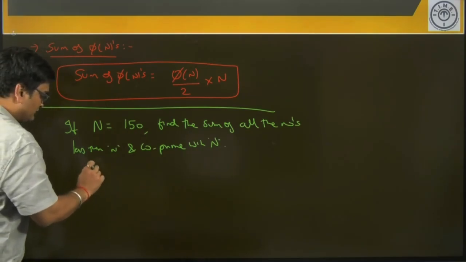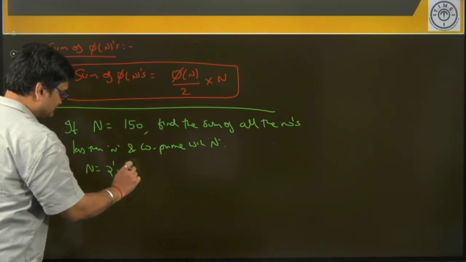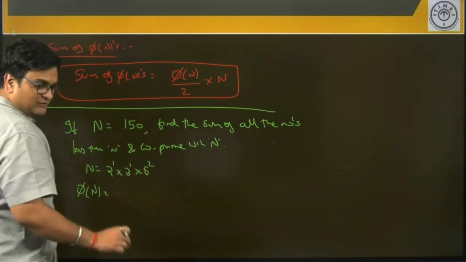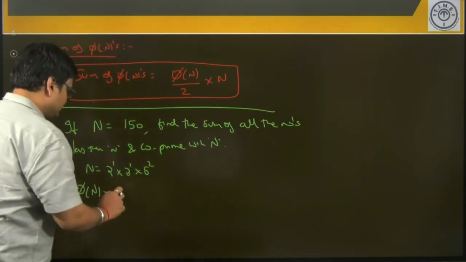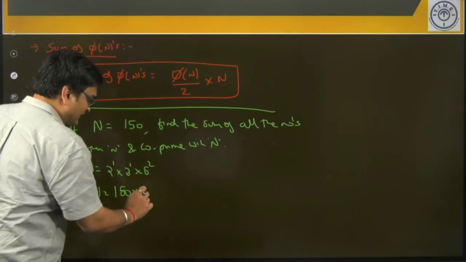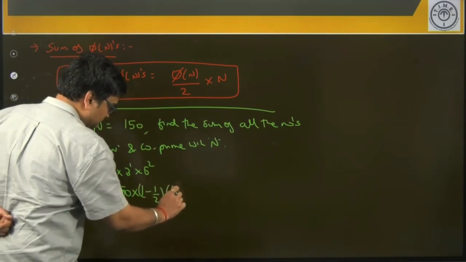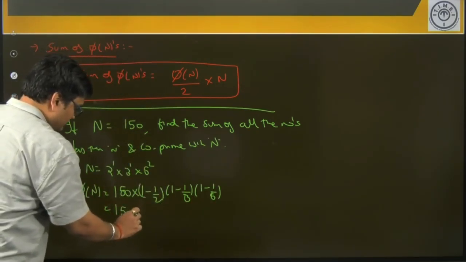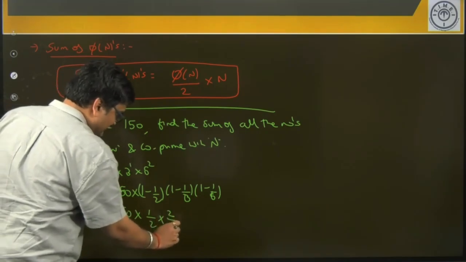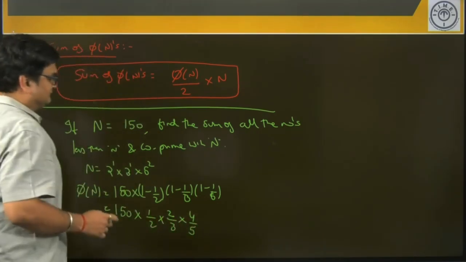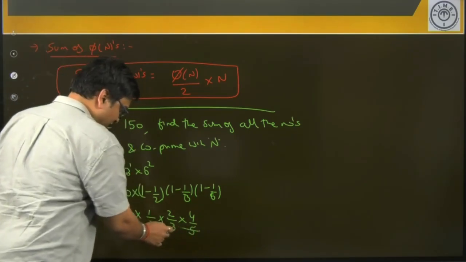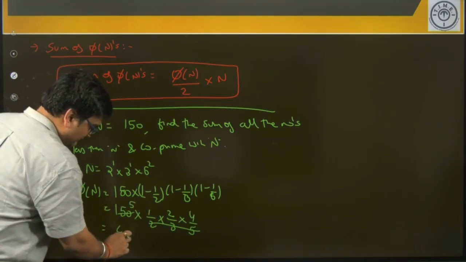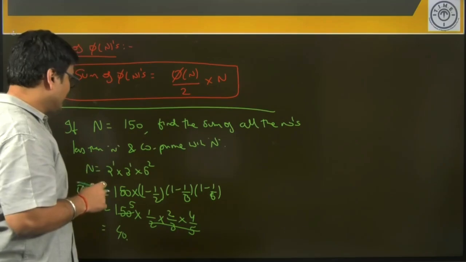So firstly we need to prime factorize it. So what is phi of n equal to? Phi of n will be equal to the formula n into 1 minus 1 by 2, 1 minus 1 by 3, 1 minus 1 by 5. So 150 into 1 by 2, 2 by 3, into 4 by 5. When you simplify this, 2 into 3 into 5 is 30, we will go 5 times, it is going to be 40. So phi of 150 we know is 40.